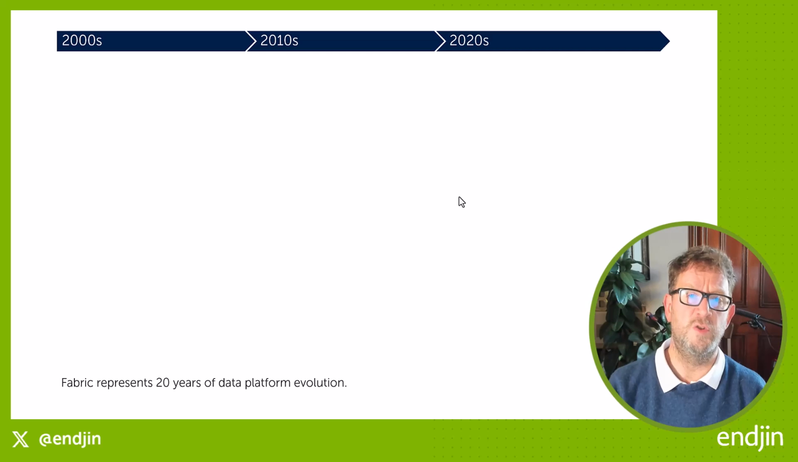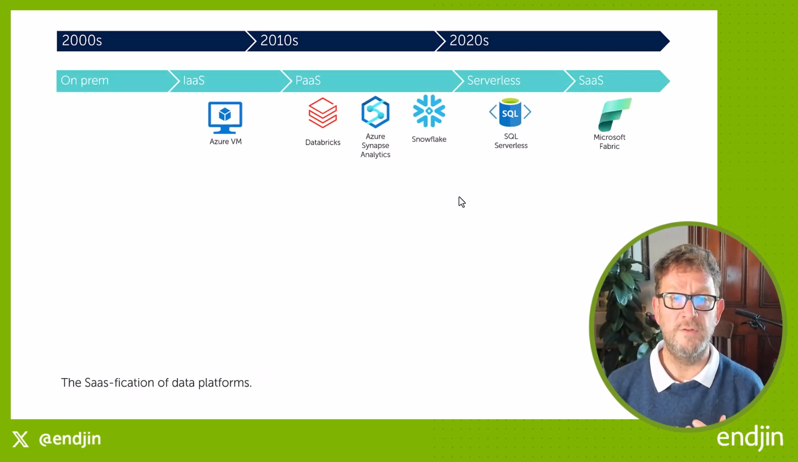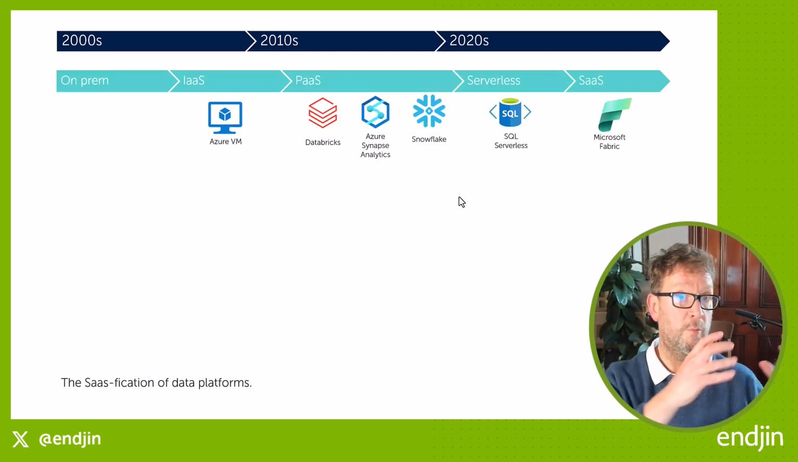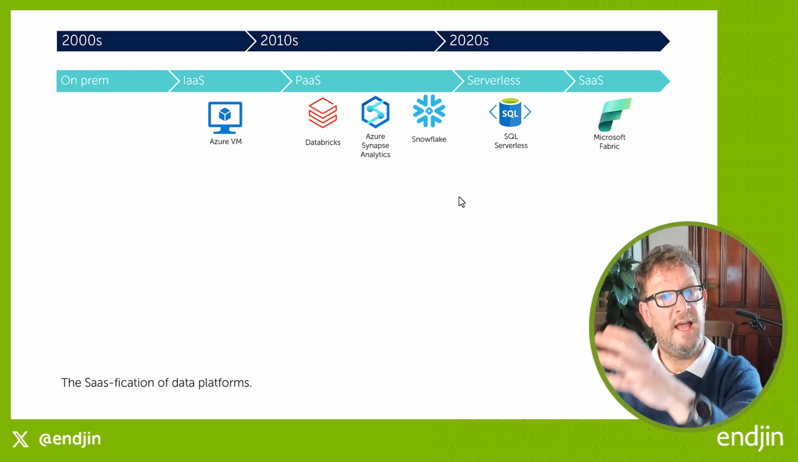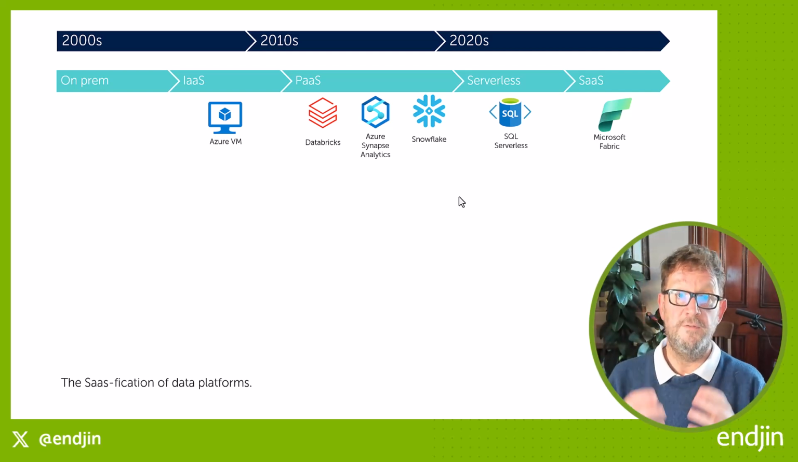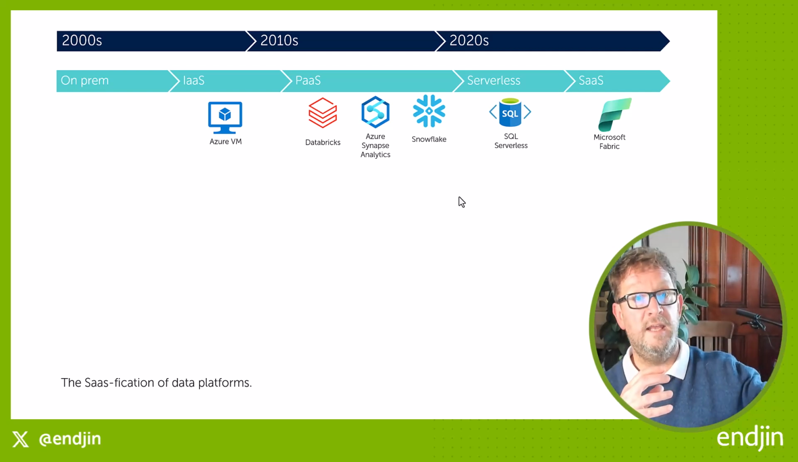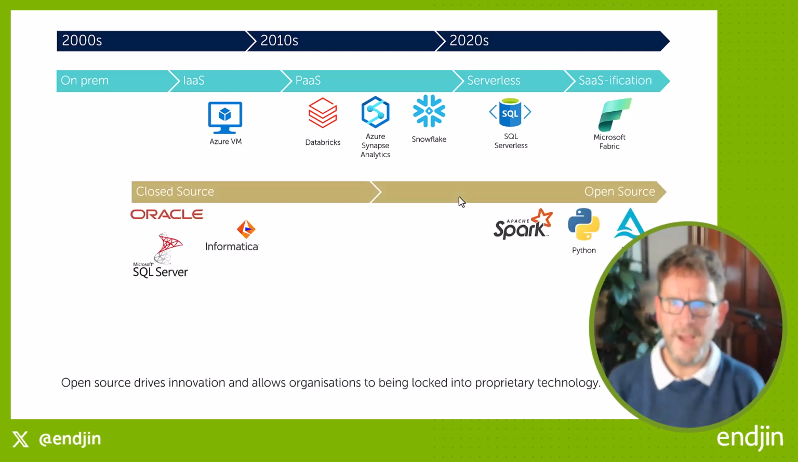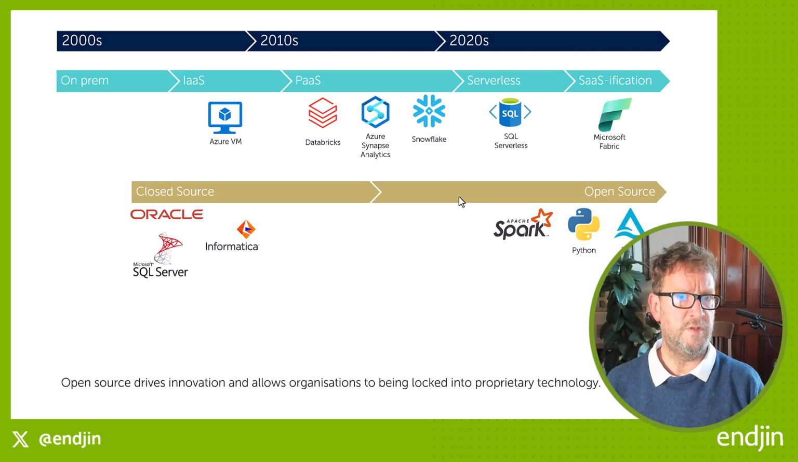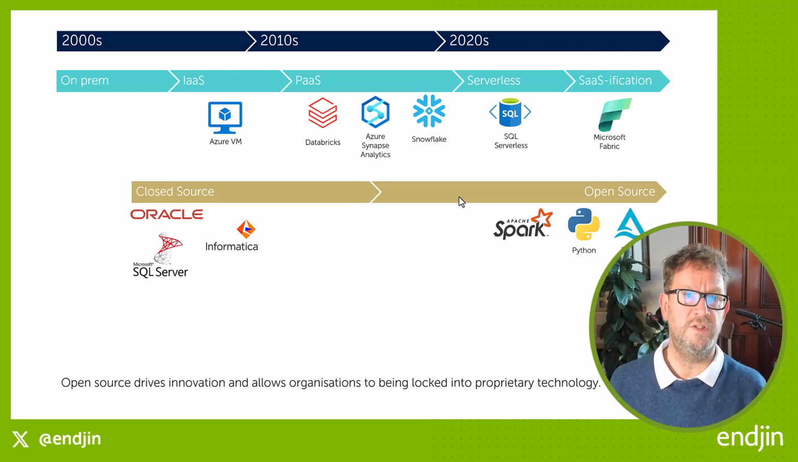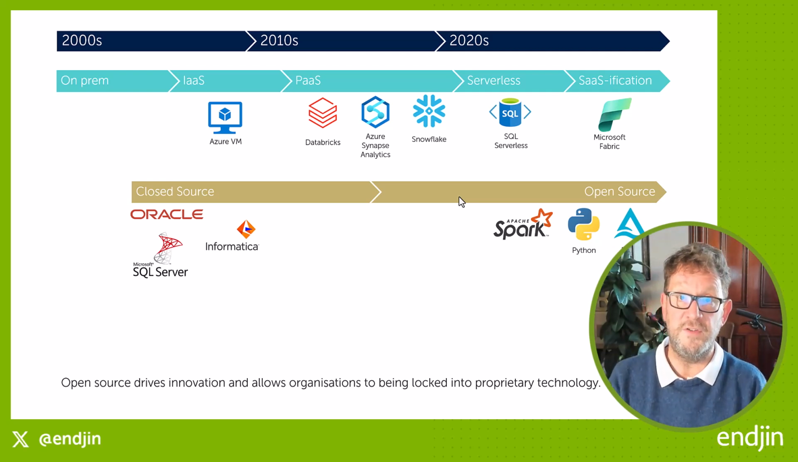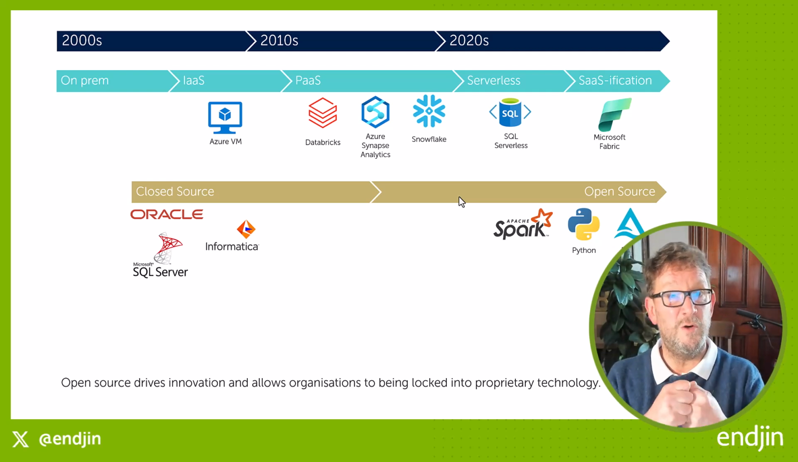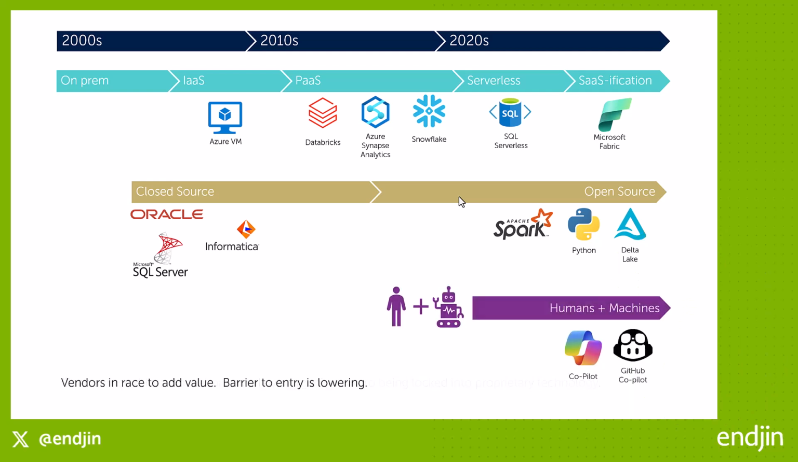Fabric represents 20 years of data platform evolution. Firstly, we've moved from on-prem to the cloud, and then through the evolution of infrastructure as a service, platform as a service, serverless, and software as a service. Now, Fabric's very much at that SaaS end of the spectrum. In parallel, we've seen the rise of open source, which means we can leverage technologies such as Python for coding and Spark for compute and Delta Lake for storage, without worrying about vendor lock-in or eye-watering license fees.